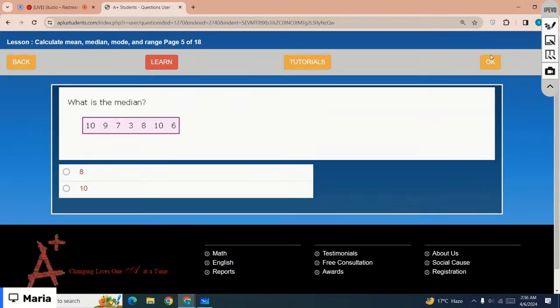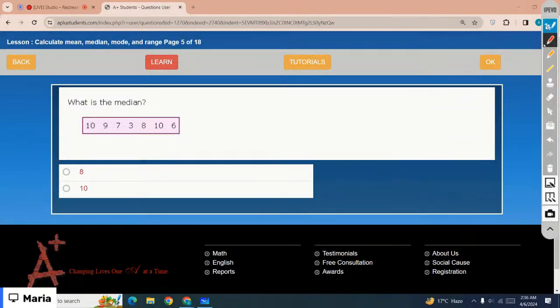Okay, what is the median? Again, you have to calculate the median. Let's just arrange them from least to greatest. That is 3, 6, 7, 8, 9, 10, and 10. So 1, 2, 3, 4, 5, 6, and 7 numbers. So that means exactly the fourth one is the median.